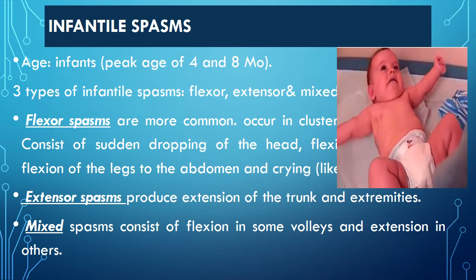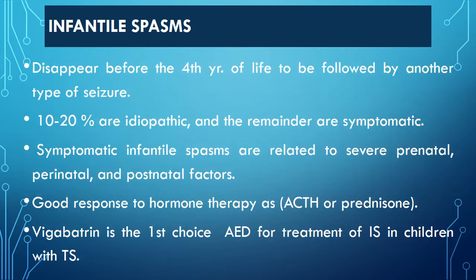The extensor type produces extension of the extremities. It looks like the Moro reflex. And the mixed type, where sometimes flexion or extension occur in the same infant. Infantile spasm disappears before the age of 4 years, and it could be followed by another type of seizure.